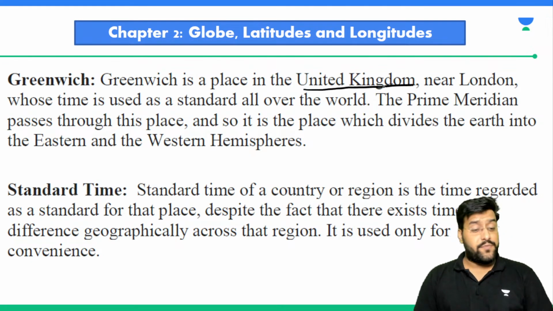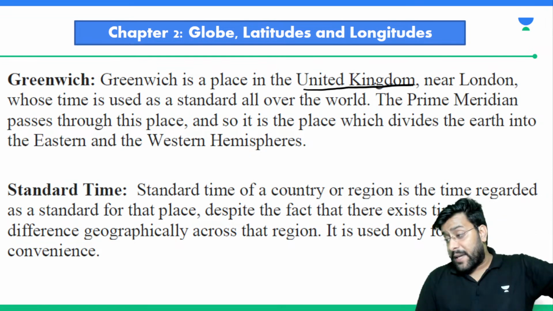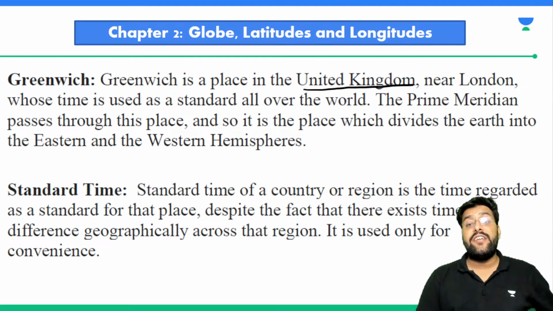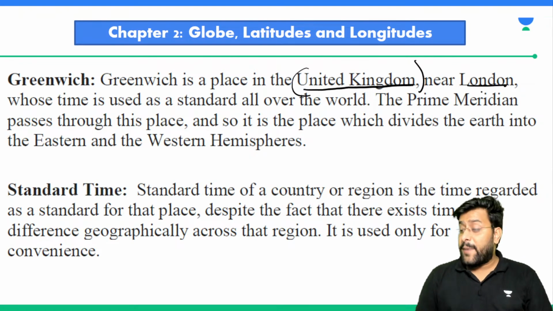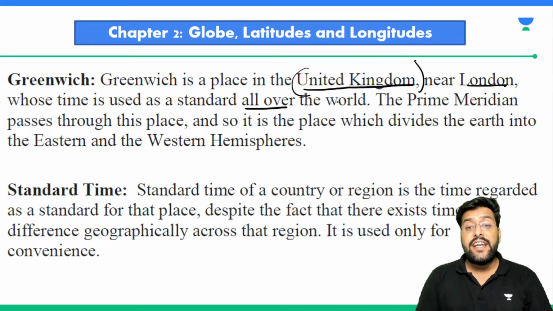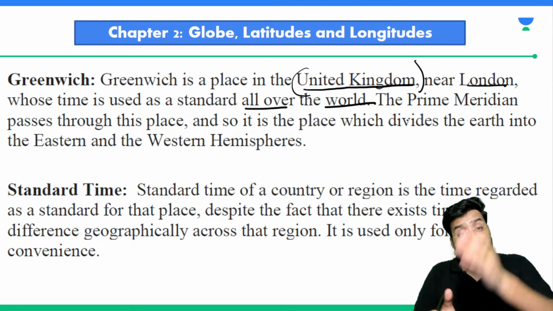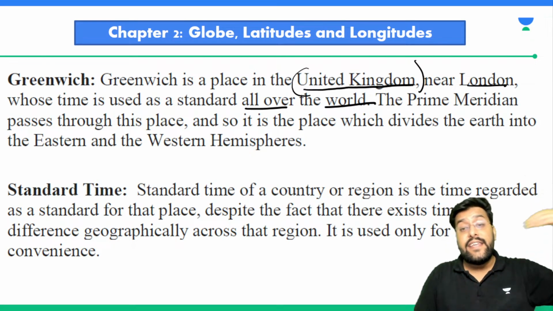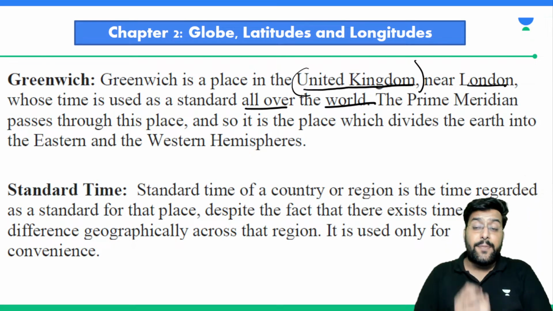Just like the Tropic of Cancer passes through certain states in India, Greenwich passes through the United Kingdom, near London. It passes through a place in the United Kingdom which is near London and is used as the standard for all over the world. We set our watches with respect to the time at Greenwich Mean Time, or this place at London. The prime meridian passes through this place.